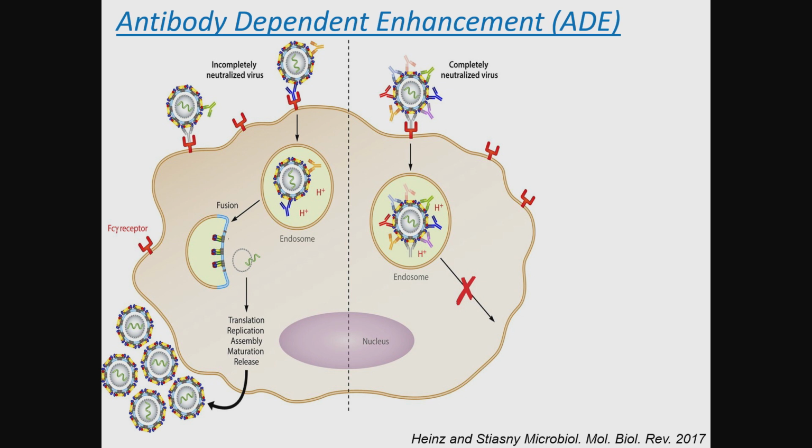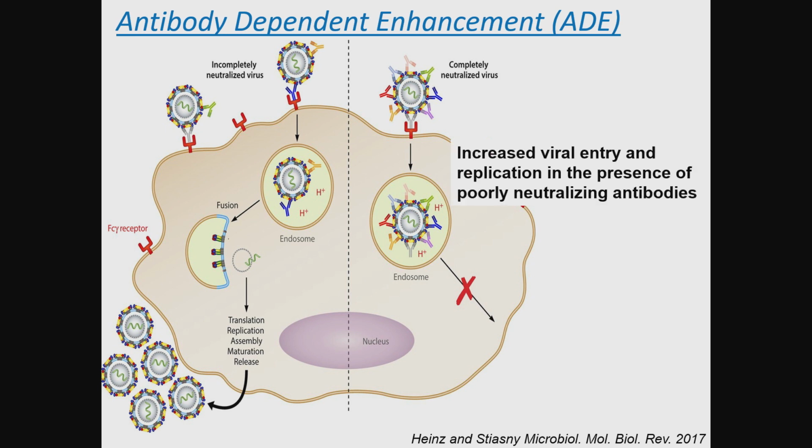However, on the left side of this graph, when you have incompletely neutralized virus, so in this case you have antibodies that have low binding affinity, or you have antibodies that are binding to cryptic epitopes on the virus surface, these immune complexes are still taken up by these Fc gamma receptor expressing cells. The virus gets in the endosome, but now the virus is able to escape that acidified endosome, and the viral genome content is released into the cell, and you get continuation of the viral replication cycle. So, increased viral entry and replication in the presence of poorly neutralizing antibodies.